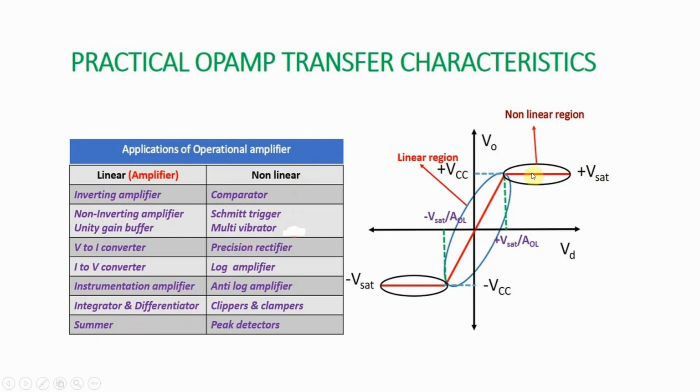And non-linear region means in this region the applications are comparator, Schmitt trigger, precision rectifier, log amplifier, anti-log amplifier, clipper, clamper, peak detector. These are the applications of the operational amplifier in the linear and the non-linear region.